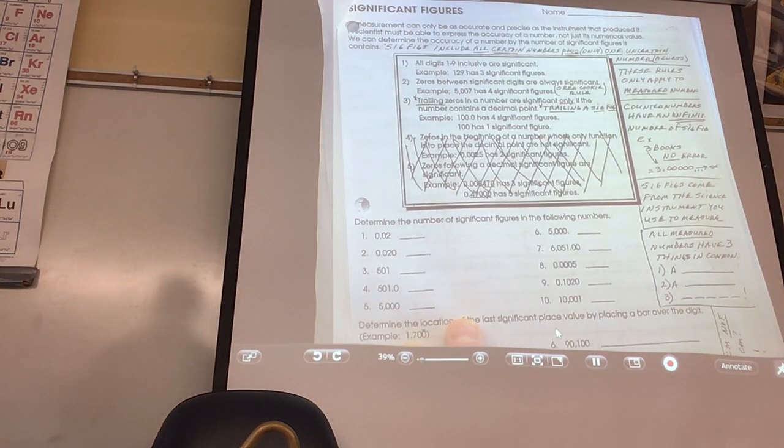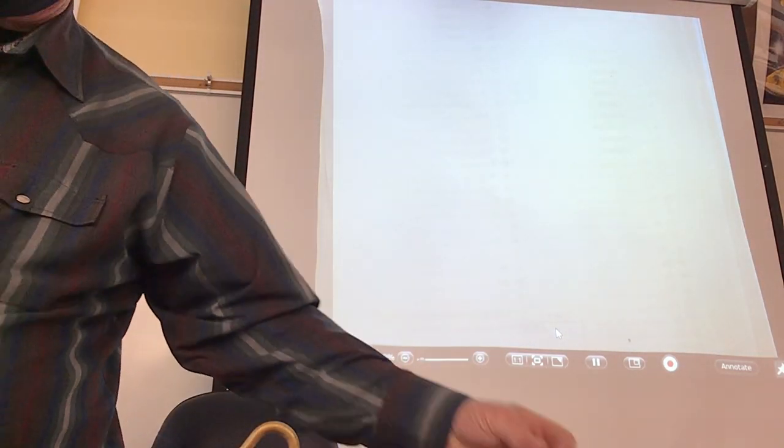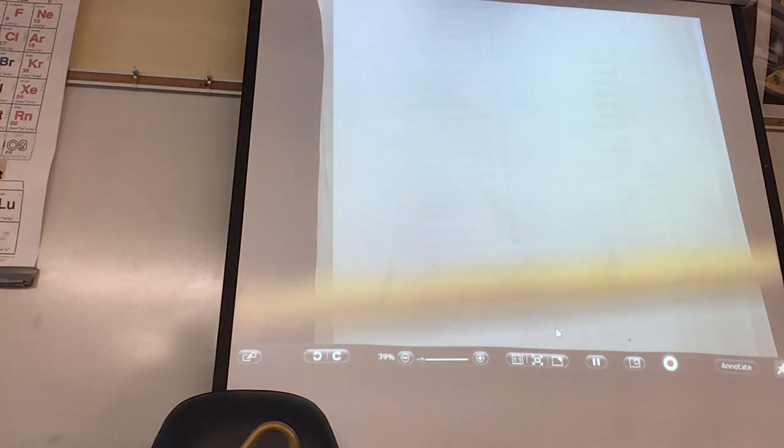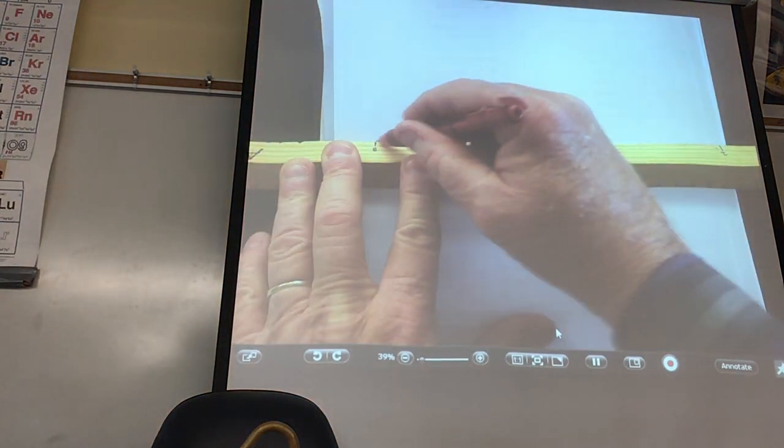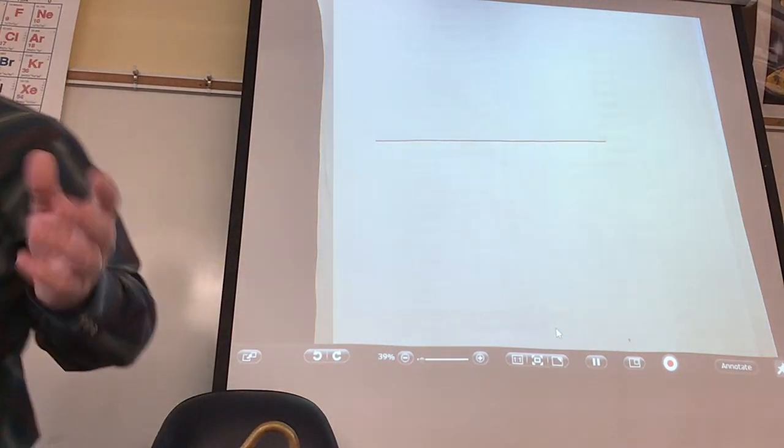does anybody know what significant figures are? Anybody know that? It's kind of a weird number, isn't it? It's kind of a weird thing, isn't it? Well, this chapter is on measurement, so I'm going to show you something here. I'm going to measure something. Okay, does everybody see that line? I'm going to measure that line.